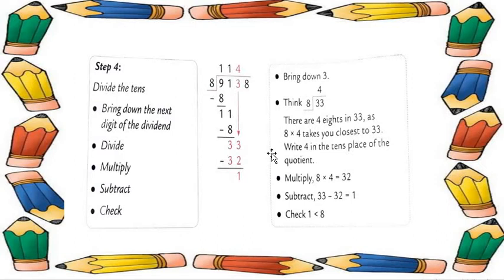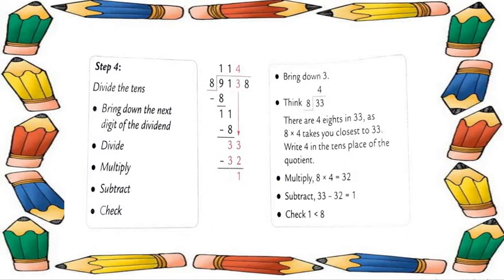8 1s are 8, 8 2s are 16, 8 3s are 24, 8 4s are 32. So we have to write 4 here, and then 32 below. 8 4s are 32. Now 33 minus 32, how many are left, all students? We have 1 left. 33 minus 32 is equal to 1.